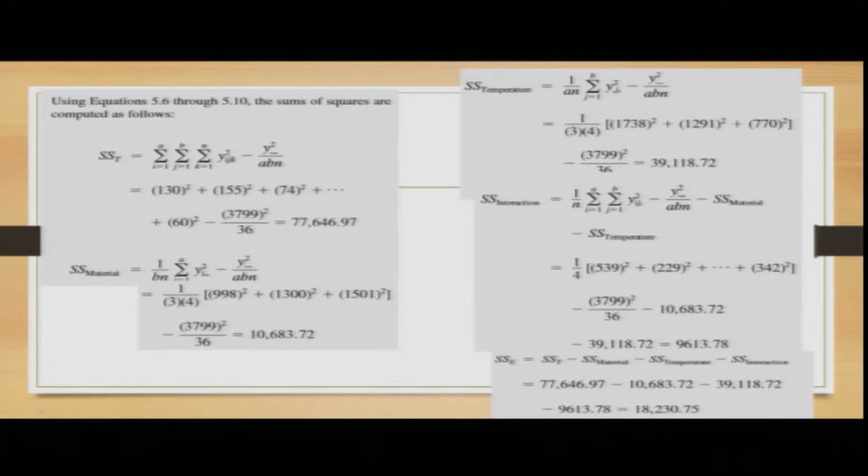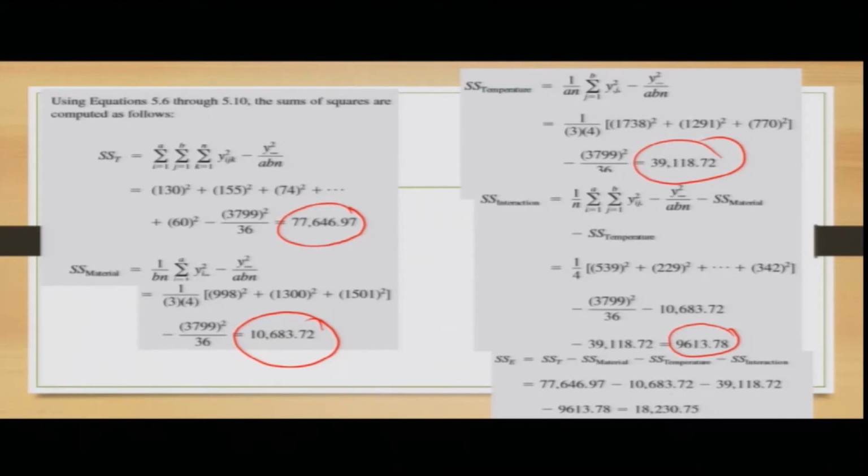So, using the equations, one can find that the sum of squares of the totals comes out to be 77,646.97. For the material type, which is the first factor I have considered, it comes out to be 10,683.72. For the temperature, which is the second factor, if you remember A and B, here consider A as the material and B as the temperature. So, SSB, for the temperature, comes out to be 39,118.72. And for the interaction between the temperature and the material, it comes out to be 9613.78. The sum of the squares of the errors also has to be found out.